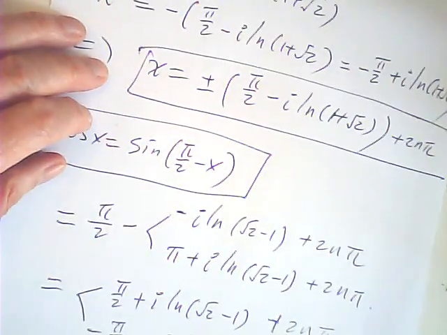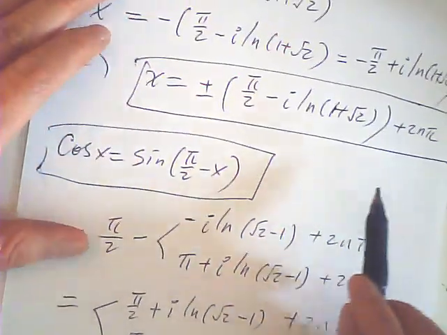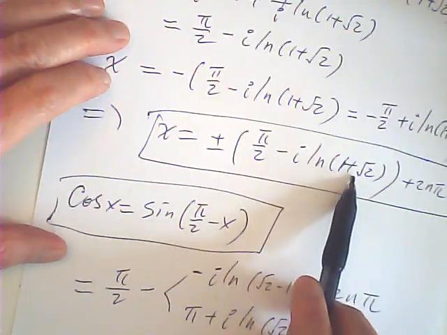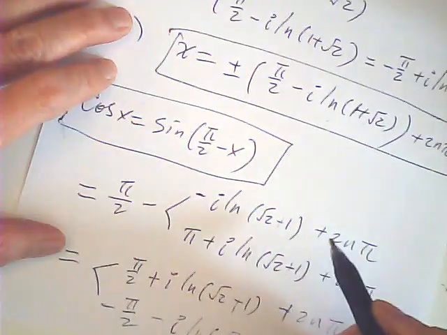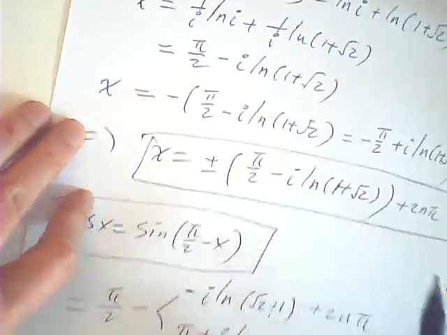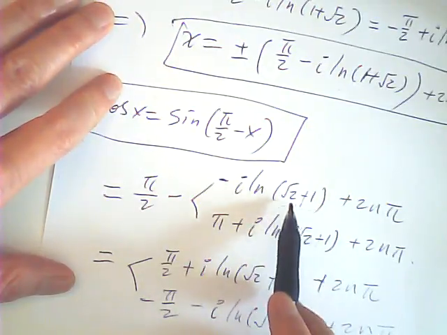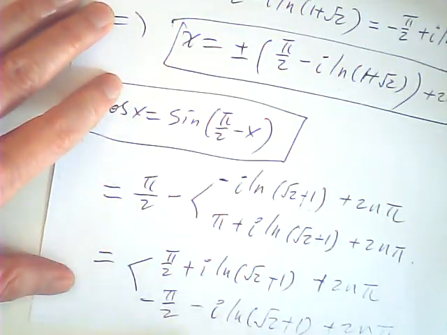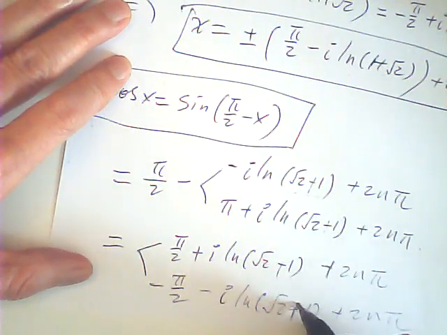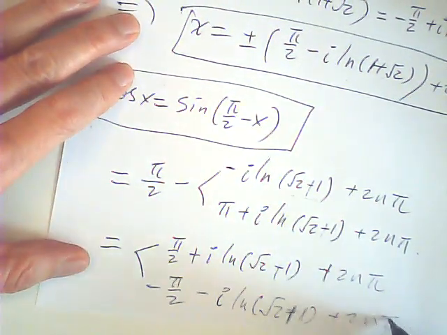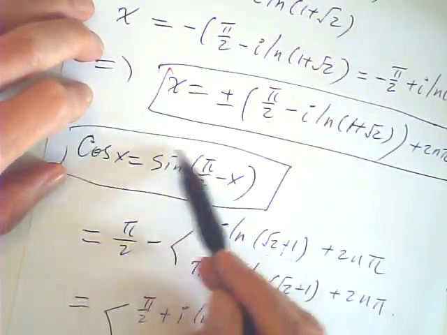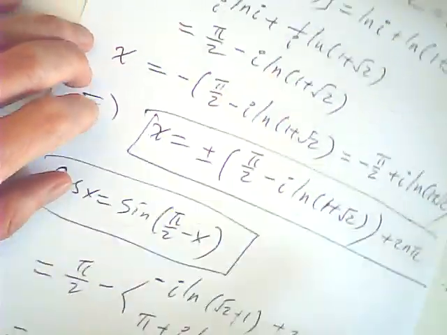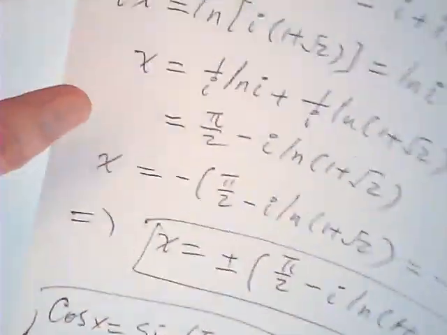This is sine. Did I copy wrong? This is plus, right? So plus. Now, this is equal to negative log of root 2 minus 1. See, you get the same thing, but anyhow. So we get two solutions for the cosine by using this result if we know the sine. Okay, these are two solutions for the cosine.